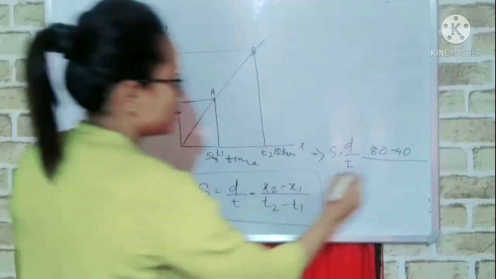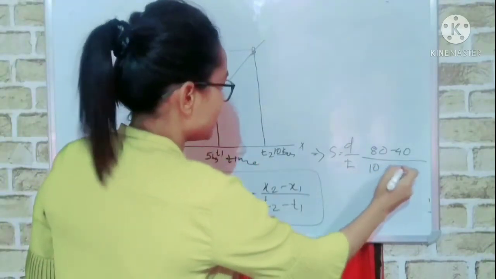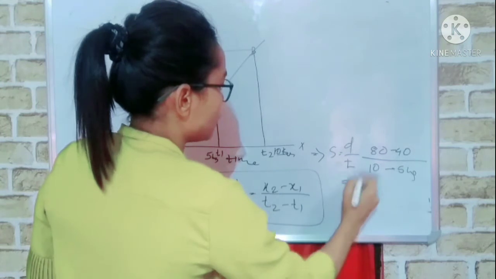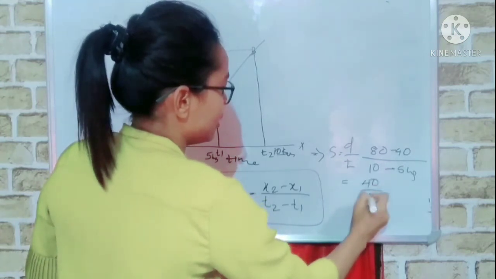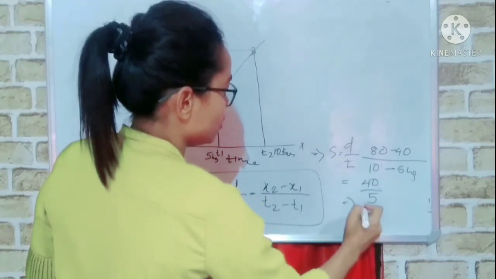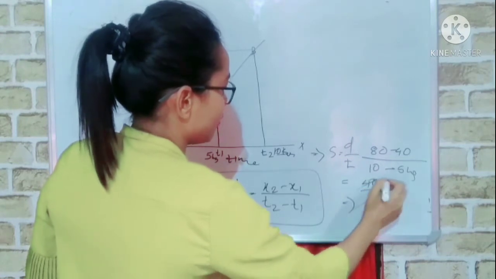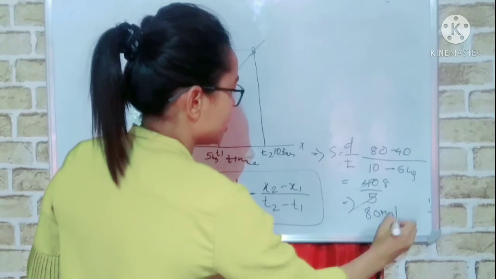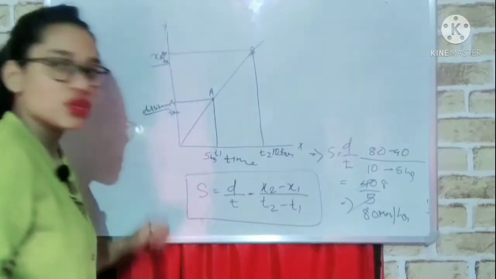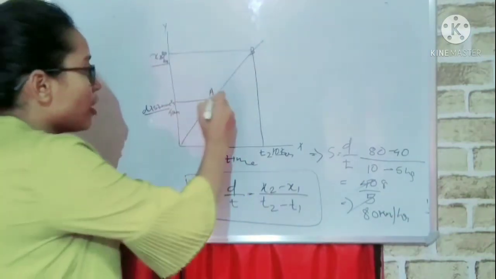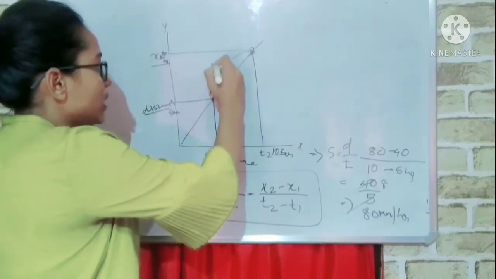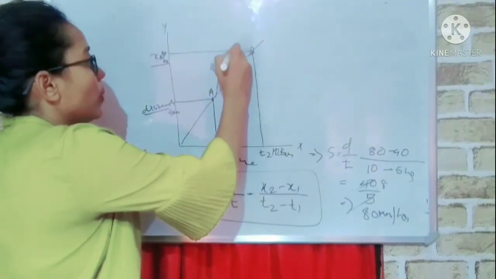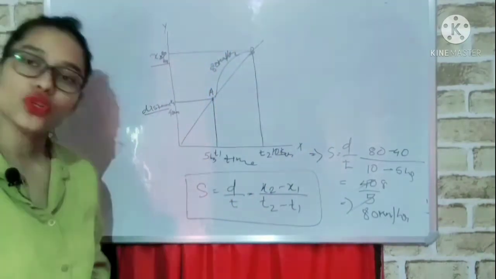So t2 is 10 hours minus 5 hours, which is equal to how much? 40 by 5, which is 5 eights are 40, so 8 kilometers per hour... sorry, 80 by 5 gives the speed. So the speed from point A to point B was what? 80 kilometers per hour. So I hope now you can find the difference of speed between two points, right?